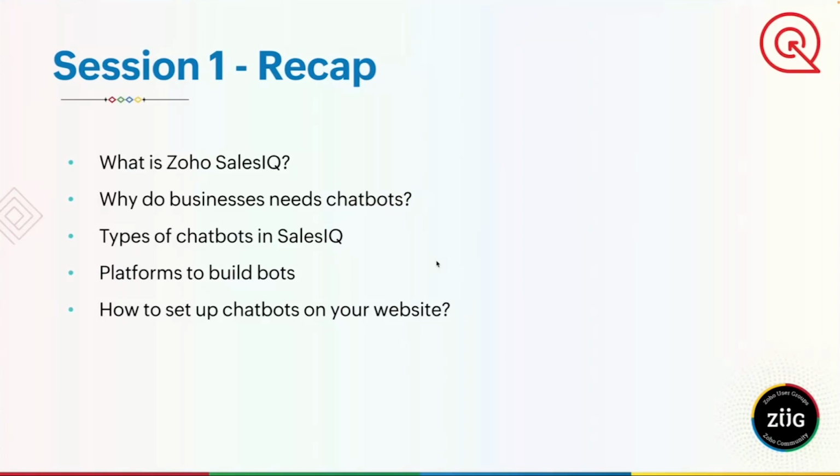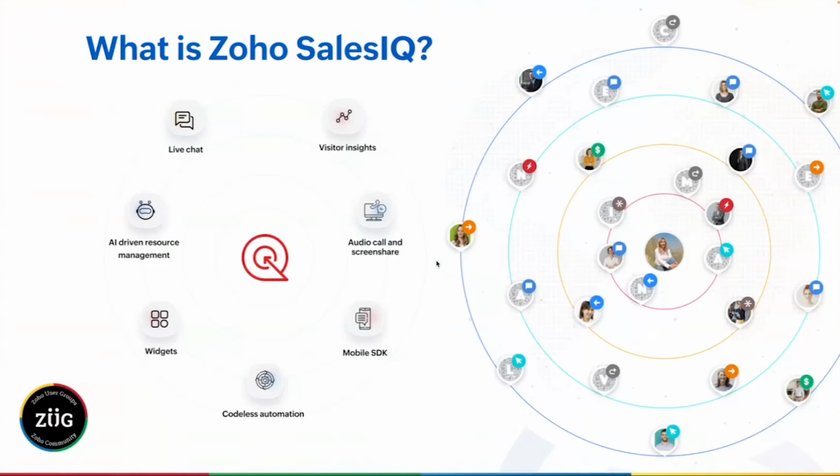Okay, so this is the main agenda we talked about in session one. That is a brief introduction to SalesIQ and why businesses need chatbots, the types of bots available in SalesIQ, then the platforms to build them, and how to set it up. So first things first, what is SalesIQ? SalesIQ is a customer engagement and live chat platform where you can use this tool to prospect, engage, and retain customers. In other words, SalesIQ is a bridge between you and the people who are visiting your site, so you can connect and communicate with them.